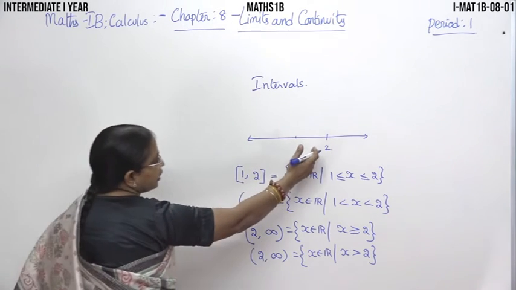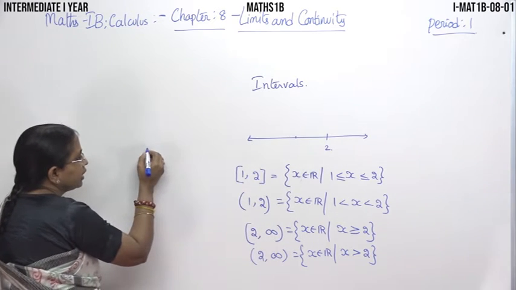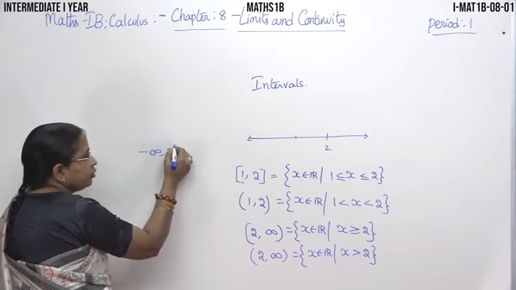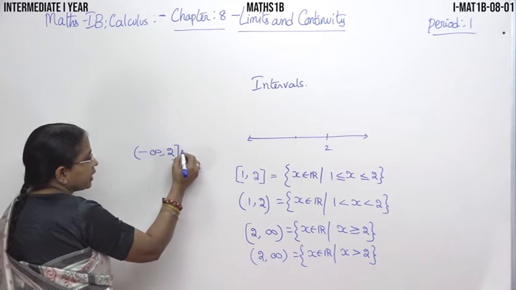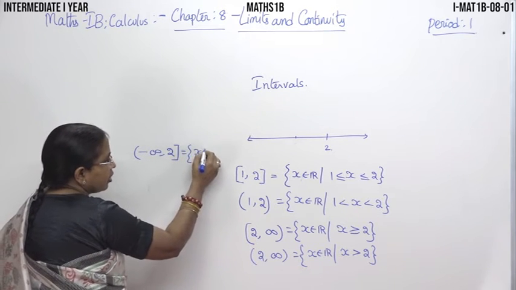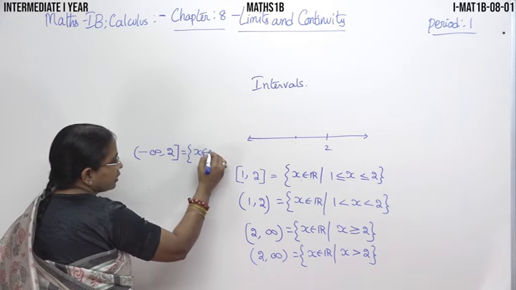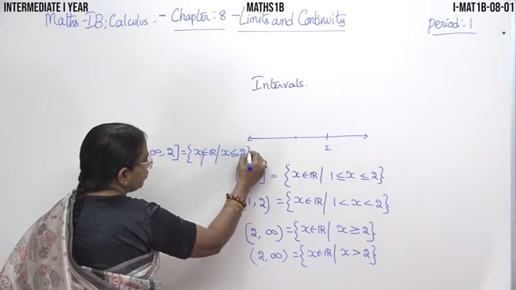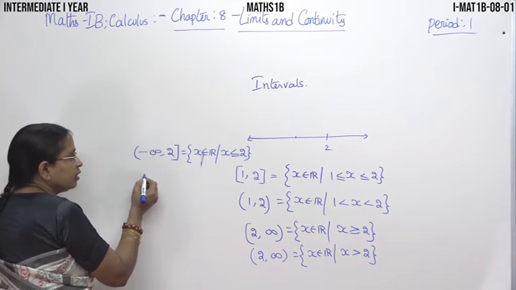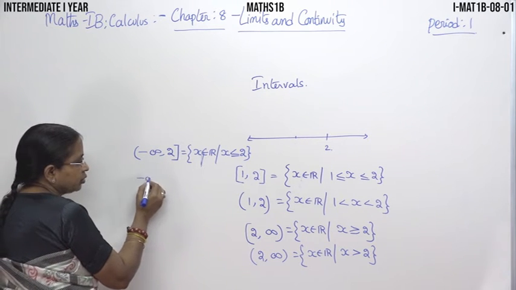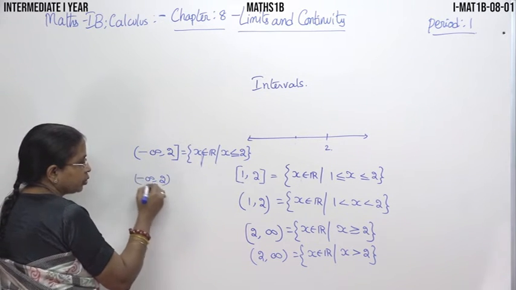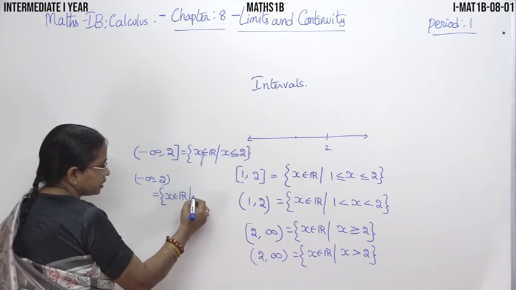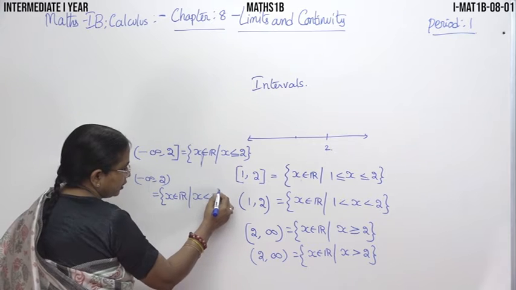Now suppose I have to write all the real numbers less than 2. Then it is minus infinity to 2. If I include 2, then I should write closed brackets, and it is again the set of all x belonging to R such that x is less than or equal to 2. Now suppose I don't include 2, then it is (−∞, 2), that is the set of all x, x a real number such that x is less than 2, like this.